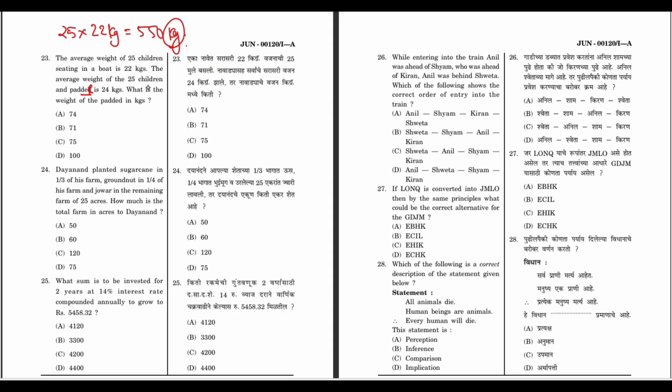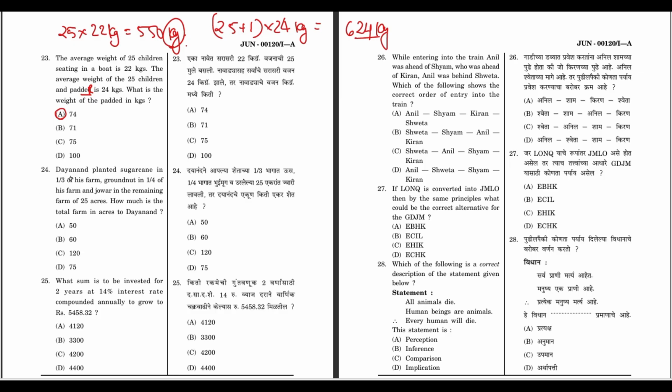The average weight of 25 children and paddler is 24 kg. Means 25 students plus 1 paddler is having 24 kgs on average. So if we multiply, we get 26 into 24, 624 kg. What is the weight of the paddler in kg? So difference between 624 kg and 550 kg is 74 kg. Correct answer is A. The weight of the paddler is 74 kg.